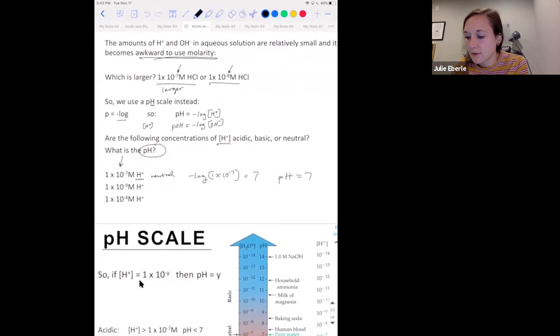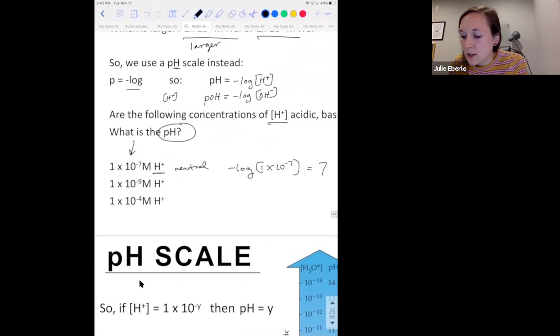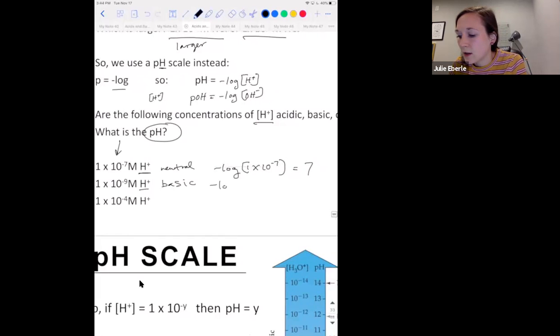All right, let's look at these two. If it's 1 times 10 to the minus 9, that is less than 1 times 10 to the minus 7. So if that's the concentration of H plus, this is going to be basic. When you do the negative log of 1 times 10 to the minus 9, what did you guys get? 9.